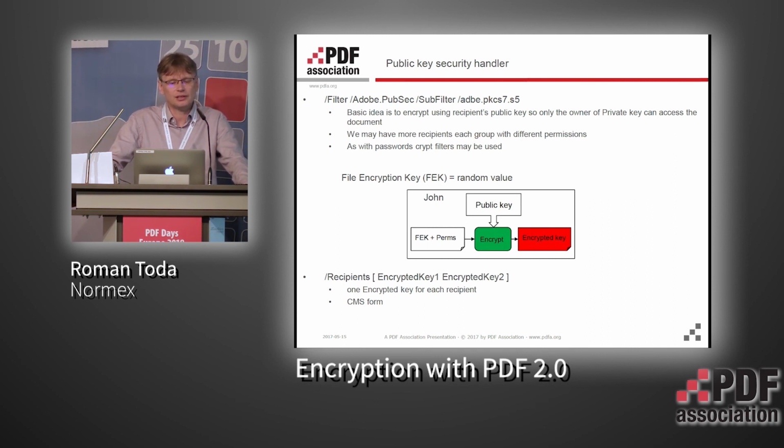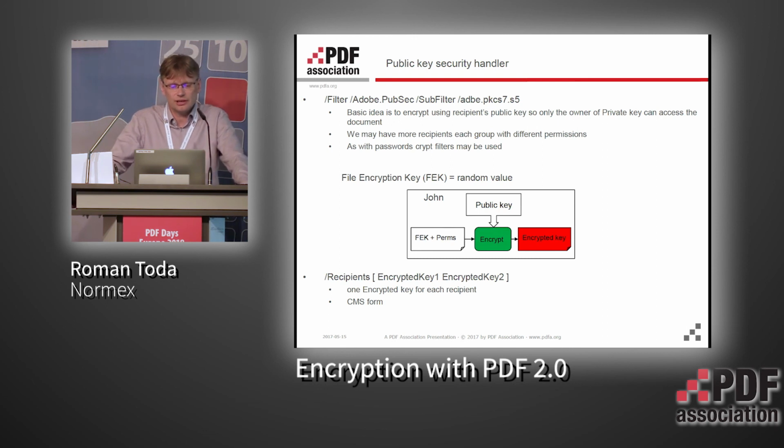PKCS7.S5, and the basic idea is to encrypt the file using the recipient's public key. So the recipient provides a public key, you encrypt the file with the public key, and only the owner of the private key can decrypt the file. As with passwords, you can set crypt filters, however, only one is allowed. This scheme also lets you add more recipients to the document with different permissions. It works something like that.